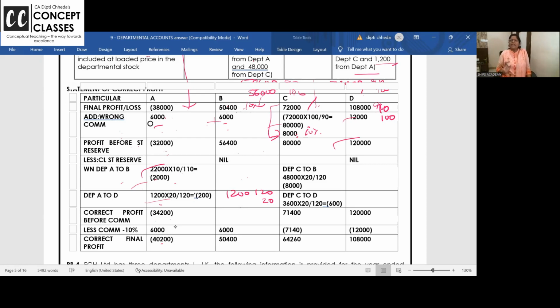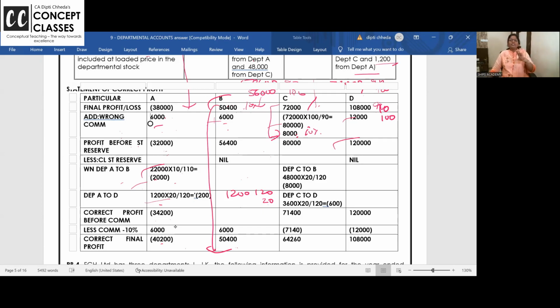Sending department mein hi loading reversal. Clear? So 56,400, 6,000. And then what you are getting the correct profit is 5,400. So here the answer is same. जहां शुरू हुए थे वहीं आ गए. You should have an alert sign कि मैम आपने सिखाया था तो ये याद रखना है.